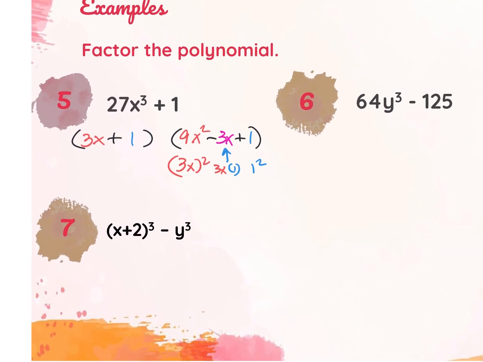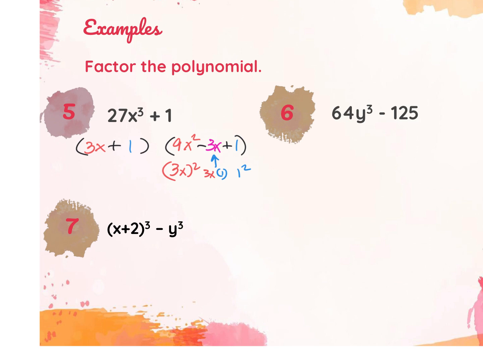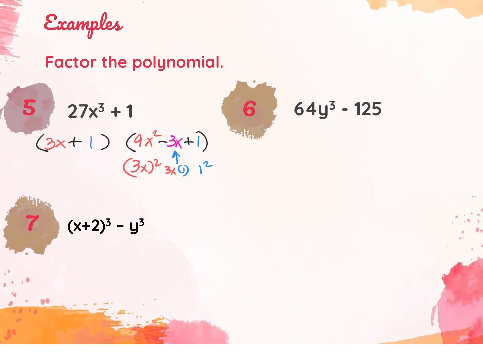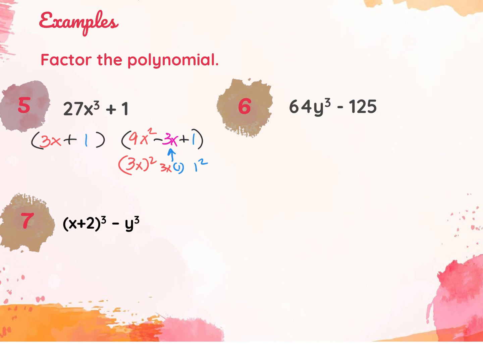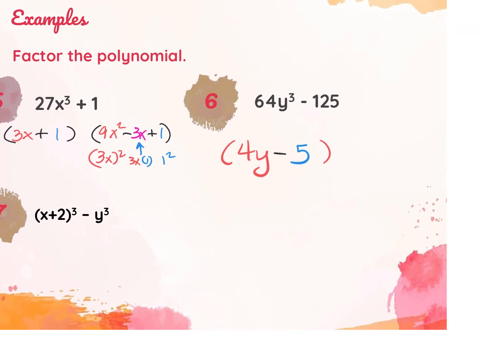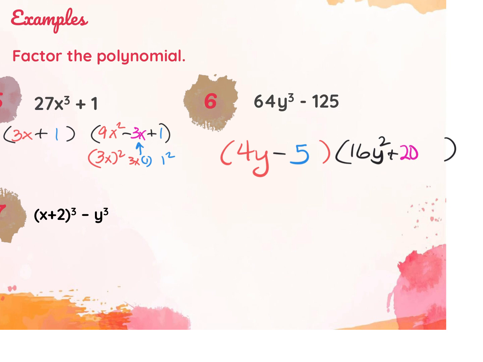Next one, two perfect cubes again, difference. So again, cube root the 64y to the third, that gives you 4y. Same sign, cube root the 125, it's 5. And now my trinomial, square the 4y, so 16y squared, opposite sign, multiply 4y and 5, 20y, and lastly, square the 5, so 25.